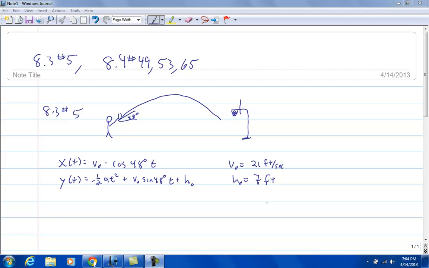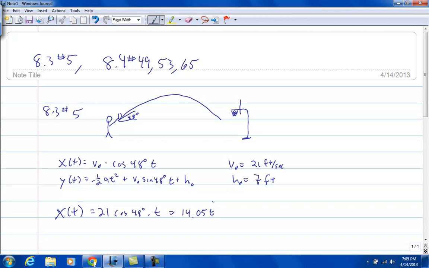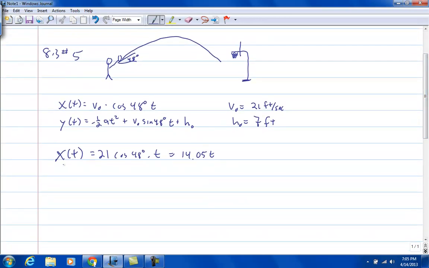Okay, so let's continue. So our x of t is going to be 21 times cosine of 48 degrees times t, and that's what? 14.05t. That describes the horizontal position.